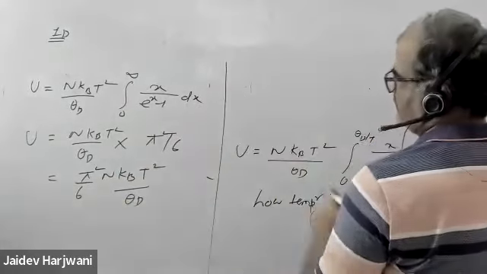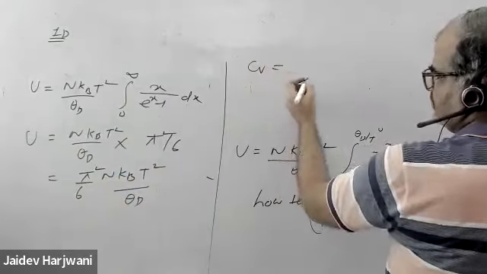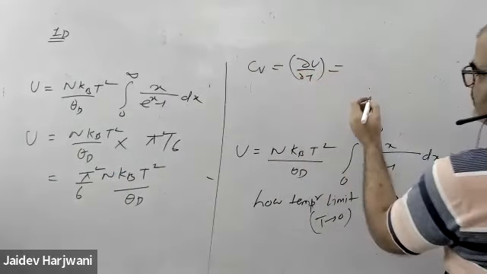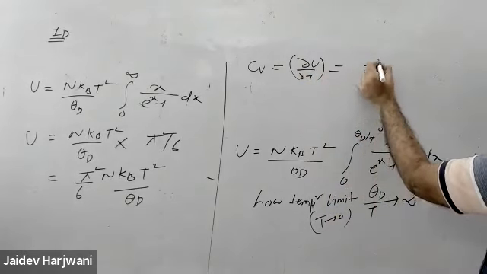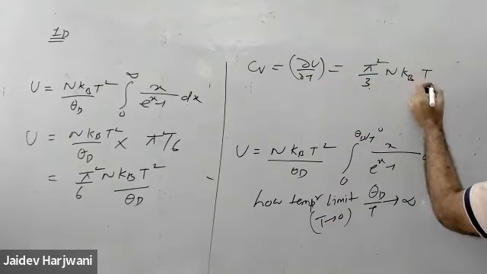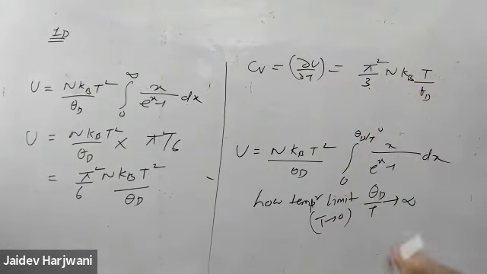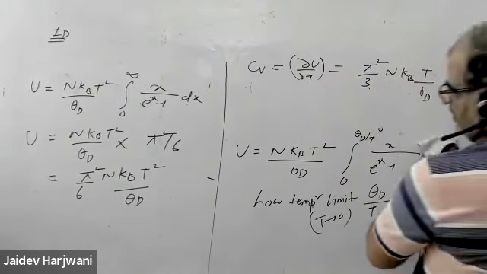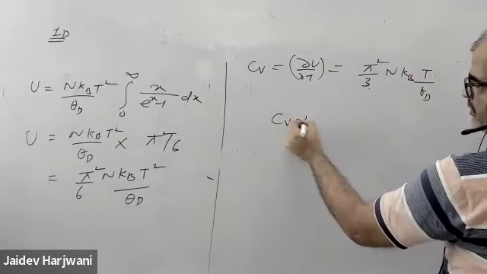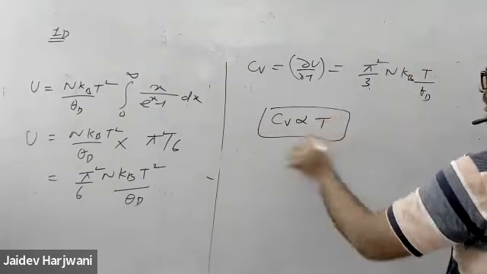Okay, and Cv is what? Cv is equal to del u upon del T. That is, you got pi square by 3 n kB T upon theta D. So you got Cv proportional to T at low temperature.